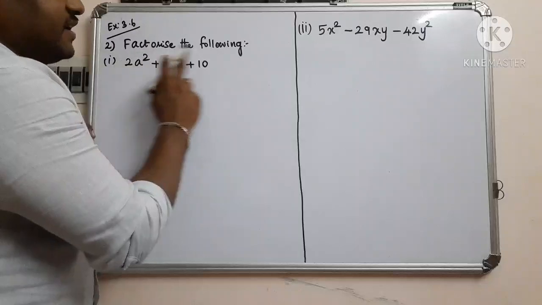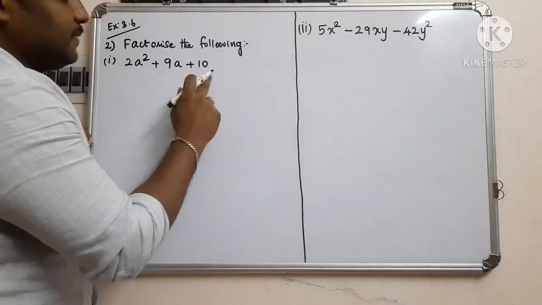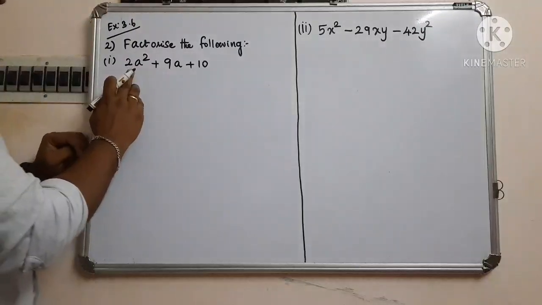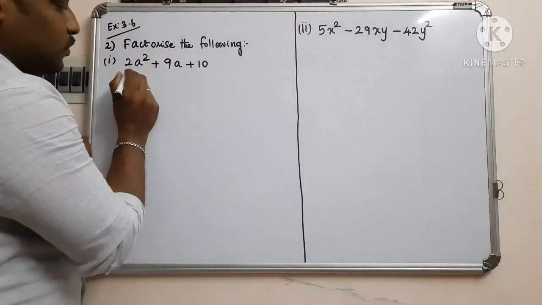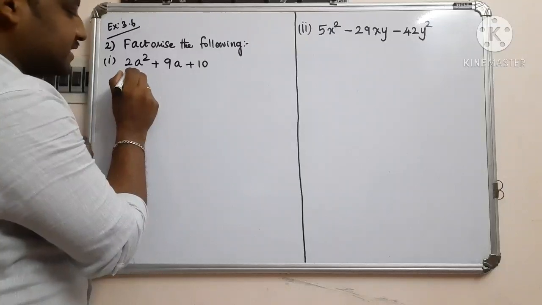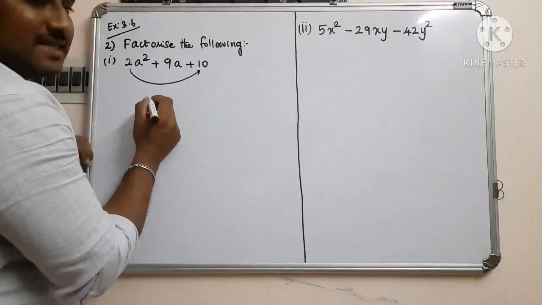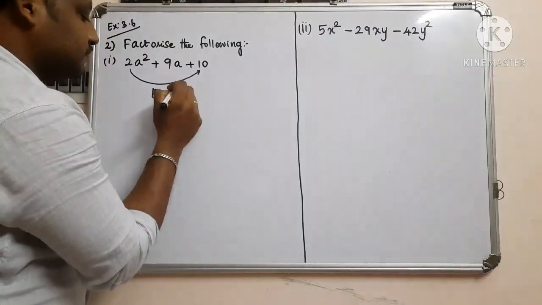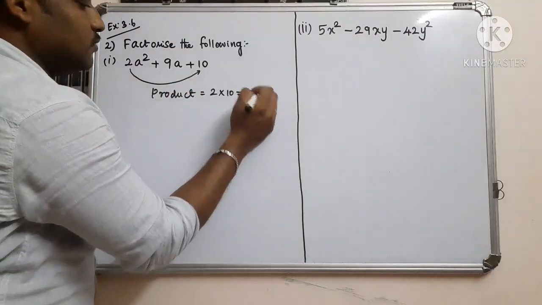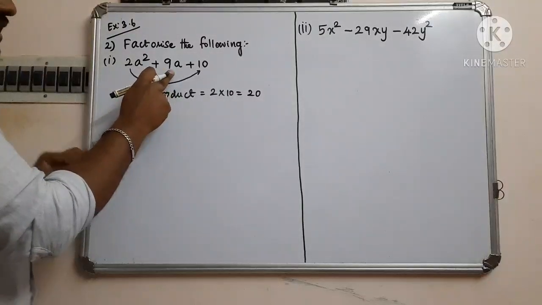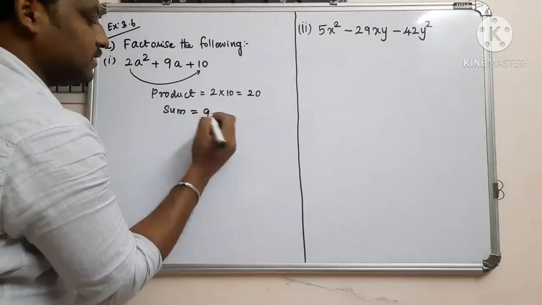Second question, factorize the following. First one, 2a square plus 9a plus 10. Here the given polynomial is 2a square plus 9a plus 10. The a square coefficient is 2, so the product is 2 multiplied with the constant term, 2 into 10, which is equal to 20. And the sum is the coefficient of the middle term, that is 9. Sum value is equal to 9.